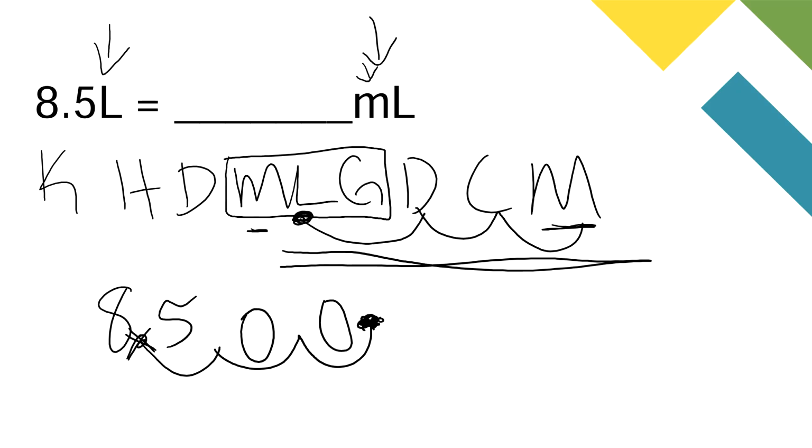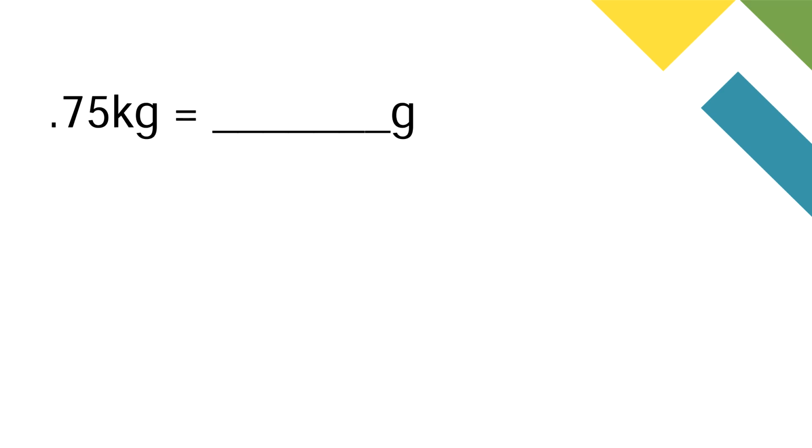So 8.5 liters is equal to 8,500 milliliters. Try another one. All right, technically, you will see it doesn't have a whole number, so technically it's supposed to be a 0 in front of that decimal point.